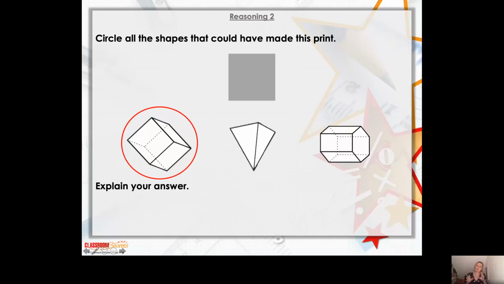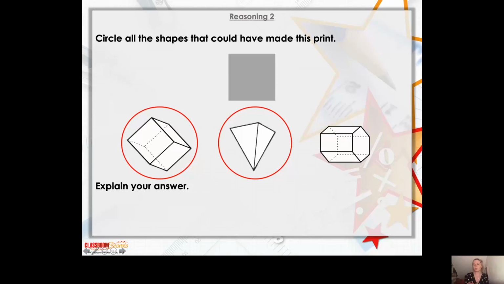So we've got the pyramid, which is upside down, but can you remember the shape of the flat face at the bottom of a pyramid? Yes, it was a square, wasn't it? So therefore, yes, our pyramid could have made this print because its flat face at the bottom is a square.